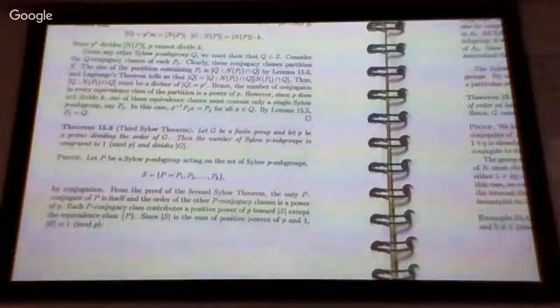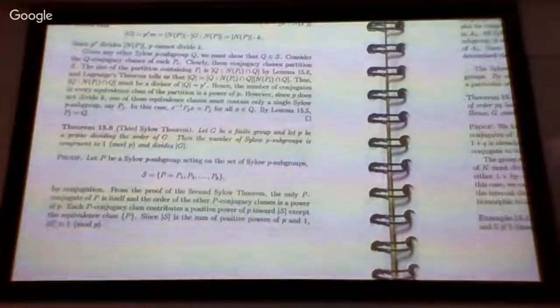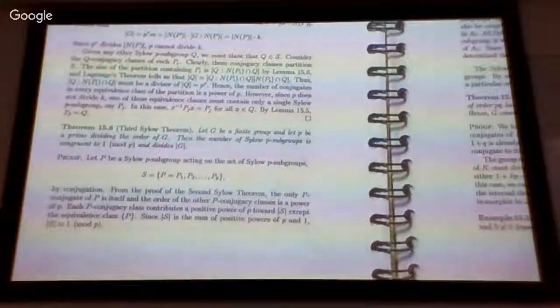But I'll go back to my lovely neat writing up here. For curly S, which is P1 through Pk, this is partitioned by the conjugacy classes of all these P's. Under this action, under conjugation by elements from P, it partitions S. Here's figuratively curly S, it's partitioned into cells.